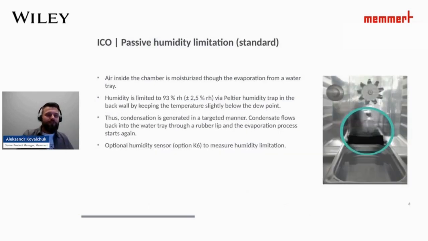The simplest way to moisturize the chamber is a water tray. This approach allows humidity of up to 93% just by evaporation from the water tray. The process of evaporation and condensation is a cycle due to a Peltier cold trap at the back wall. By means of this cold trap, excessive moisture in the chamber is condensed and water flows back through a rubber lip, which you can see on this slide. This rubber lip is a black part of the water tray. Simple, but not always enough. Can we achieve high humidity values? And if yes, how? Let's move on and look.